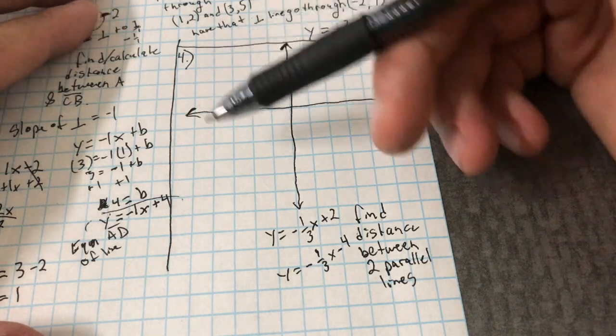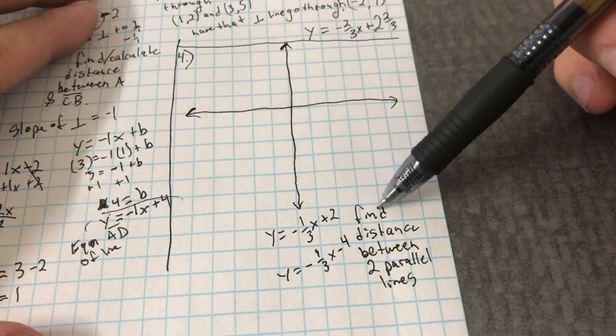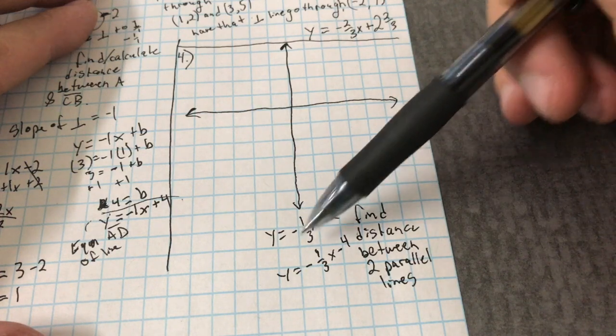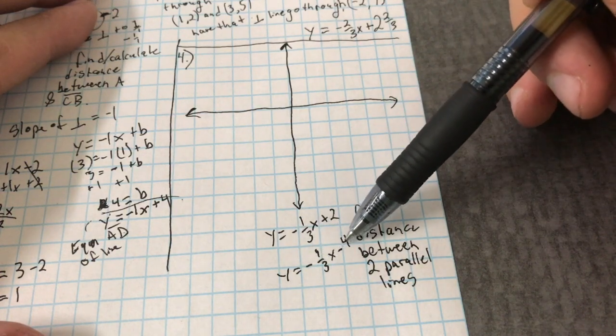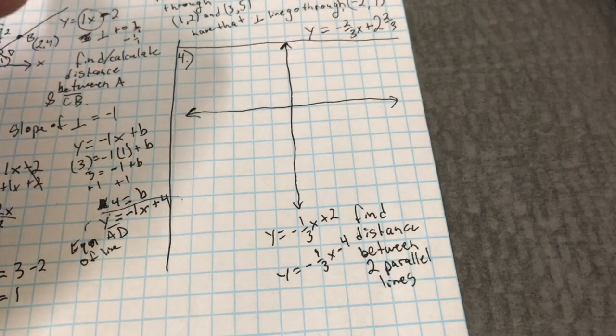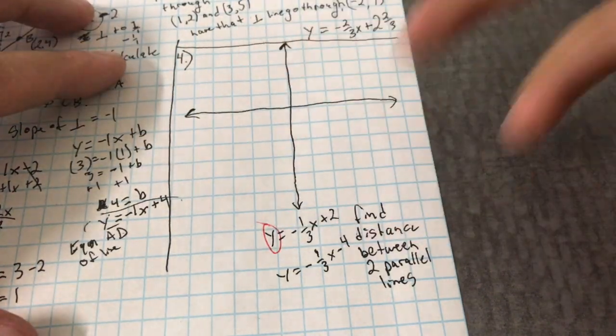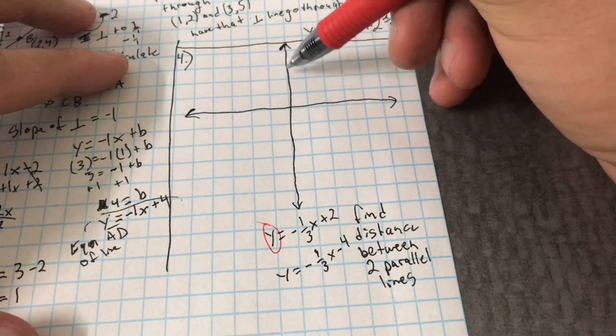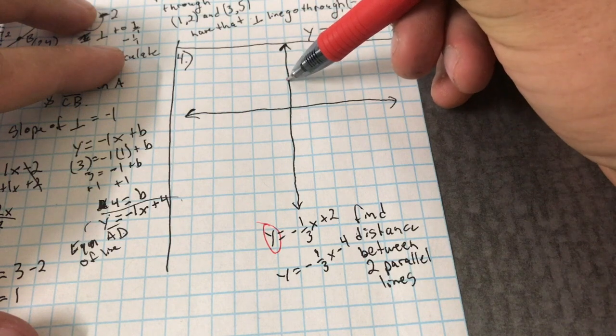So right here's another type of question you should be able to take. Find the distance between two parallel lines, y equals 1/3 x plus 2, y equals negative 1/3 x minus 4. I'm actually going to use different color pens here. So for my first one, I'm going to do negative 1/3 x plus 2. So plus 2, negative 1/3. So I'm going to start there.